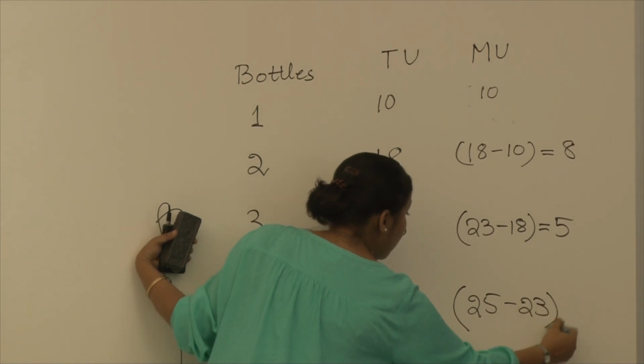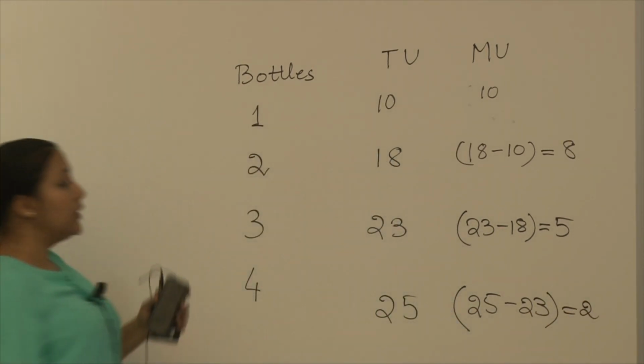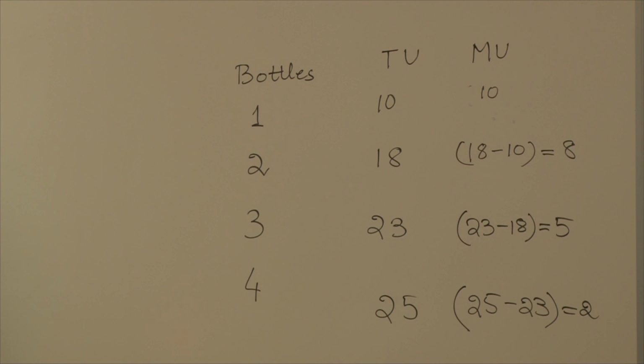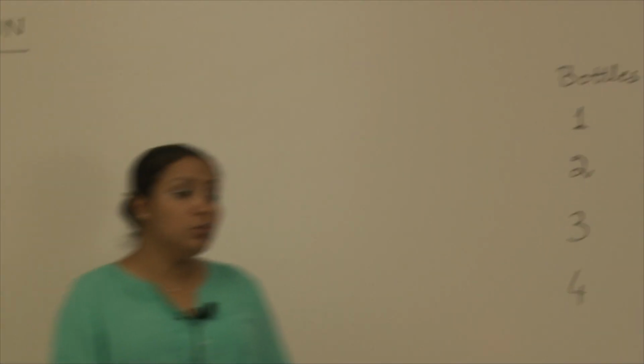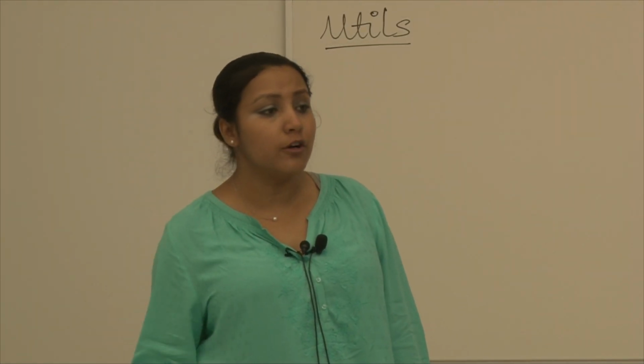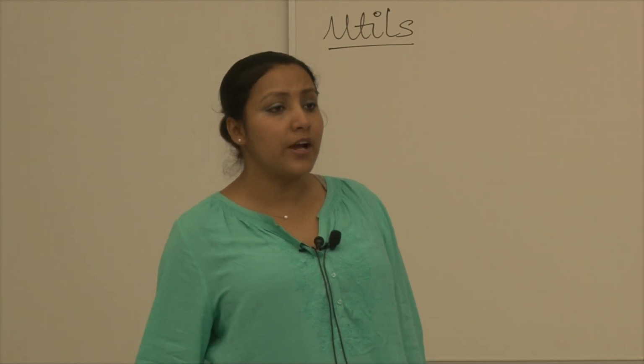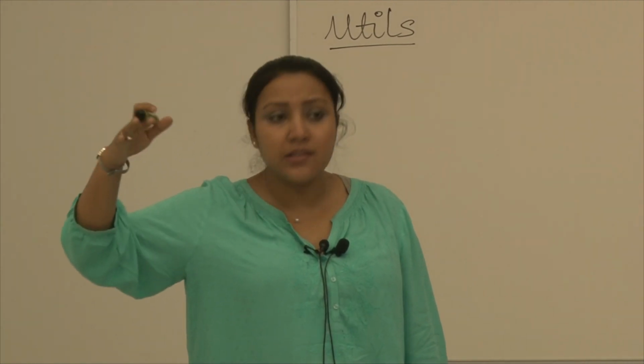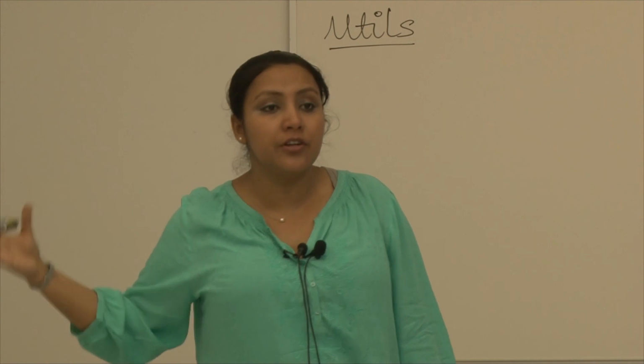25 minus 23, which is equal to 2. So, you can see that although total utility is increasing, the marginal utility is not. What does that mean? That means that as you consume more of a commodity, that commodity will definitely give you some benefit and hence your total will increase, but it is not necessary that the marginal will increase. Okay. That means every time you consume more of a commodity, your level of satisfaction is increasing, but it is increasing at a decreasing rate.